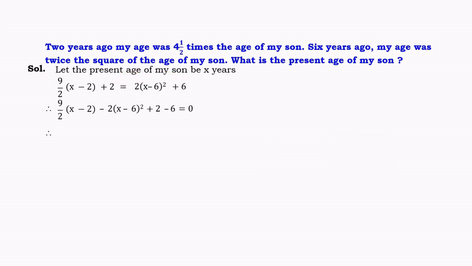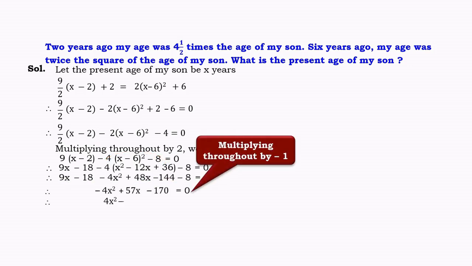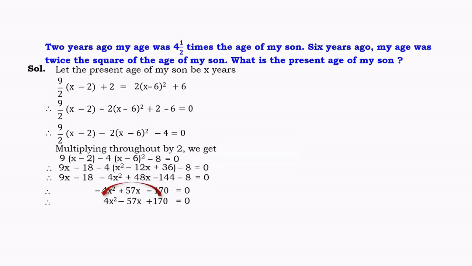We have already obtained two expressions for the father's present age. The first expression is 9 by 2 multiplied by (x minus 2) plus 2. The second expression is 2 multiplied by the square of (x minus 6) plus 6. Since both expressions represent the father's present age, they must be equal. So, we equate them and form an equation. Next, we simplify the equation by expanding the brackets and arranging all the terms on one side. After simplification, we get the quadratic equation 4x squared minus 57x plus 170 equals 0.